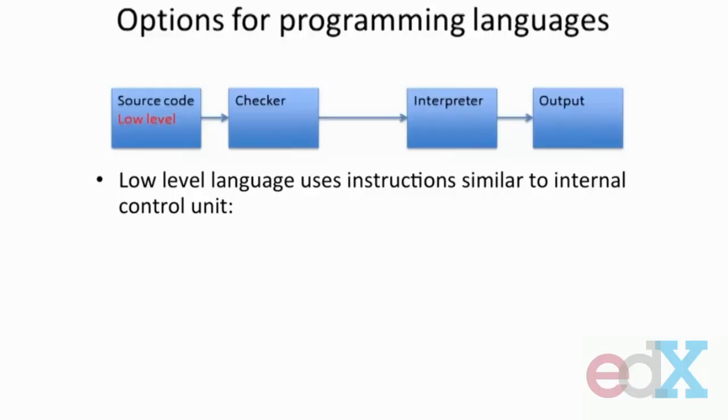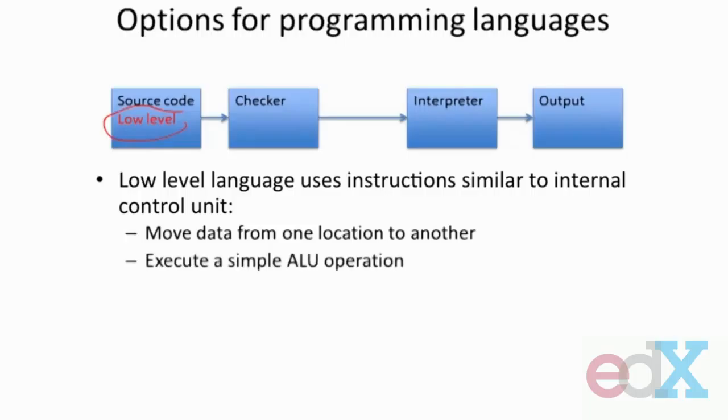One choice is that we can use what's called a low-level programming language. Low-level says that the instructions we type in or that we enter into the computer are very similar to the internal control unit we saw last time. Those instructions might be at the level of saying, move data from one location of memory to another, or execute a simple ALU, or arithmetic logic unit operation, like add, subtract, compare. Might also involve jumping to a new point in the sequence of instructions based on that comparison, but the programming would be done at a very low level.